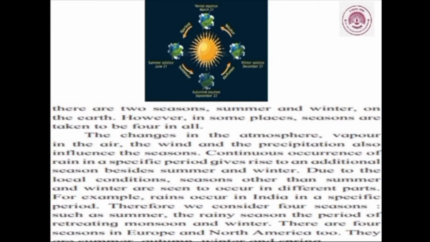For example, rains occur in India in a specific period. Therefore, we consider 4 seasons, such as summer, the rainy season, the period of retreating monsoon, and winter. There are 4 seasons in Europe and North America too. They are summer, autumn, winter, and spring.